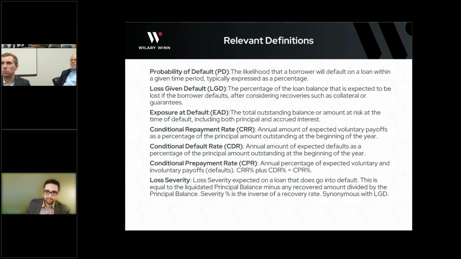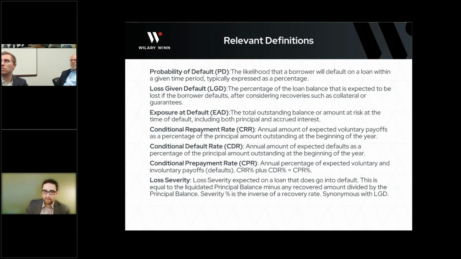And then we also need to focus on some prepayment side information. Especially in a discounted cash flow model, we have the conditional repayment rate, or CRR. This is reflecting the annual percentage of voluntary repayments you would expect, meaning extra principal payments outside of any scheduled payments that are not tied to defaults.